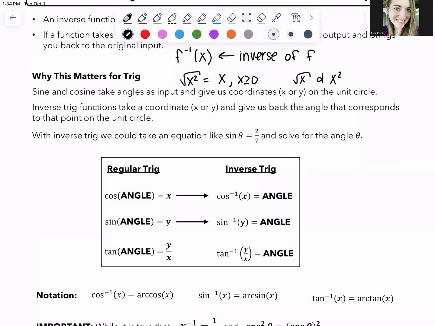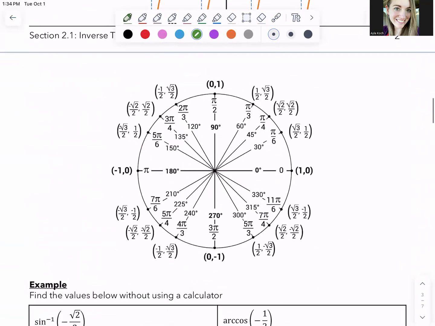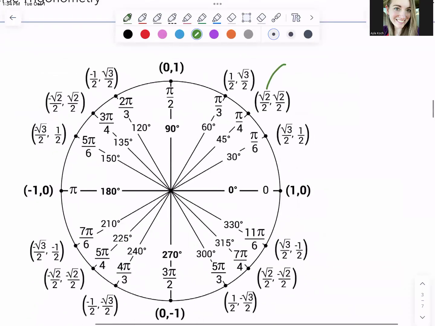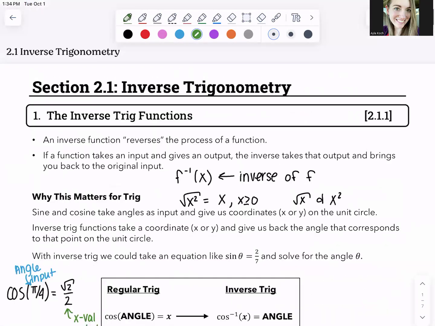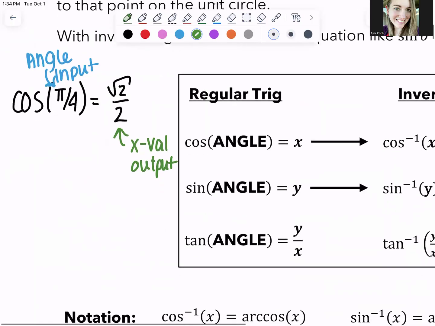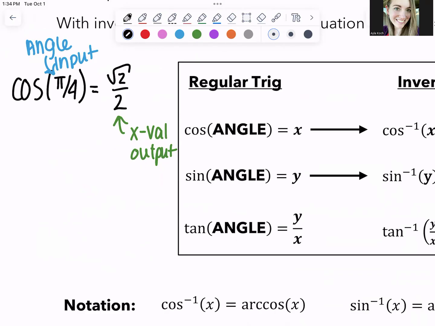For instance, I know that, let's say, I know cosine of pi over 4 is equal to square root 2 over 2, right? We have an angle as input. Boom, right there. And we have an x value as output. And indeed, if I scroll down here, right, the x value at pi over 4 is indeed square root 2 over 2. Right? So cosine of pi over 4 is square root 2 over 2, you give it an angle, you get out an x value.